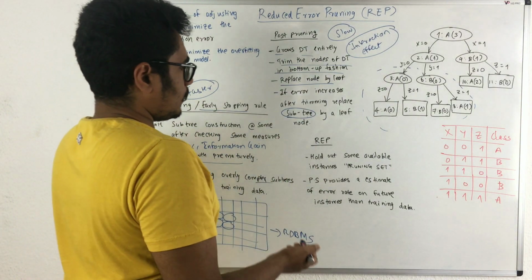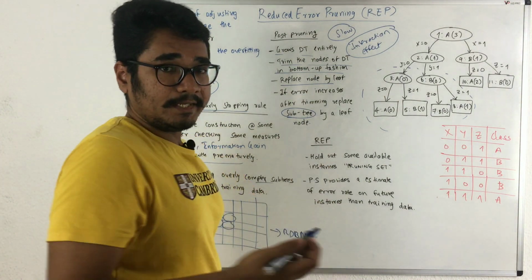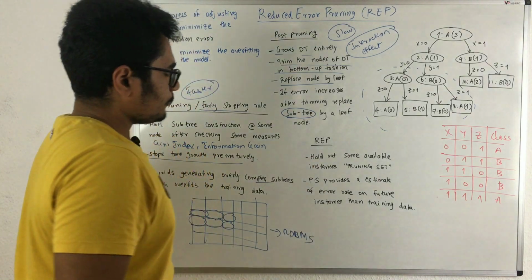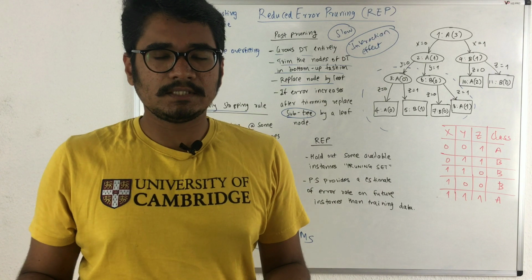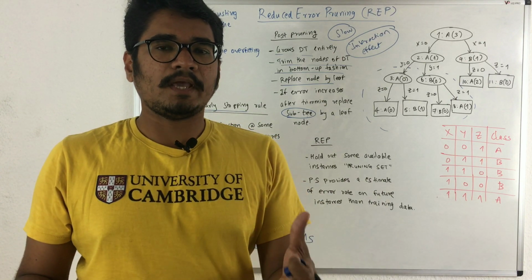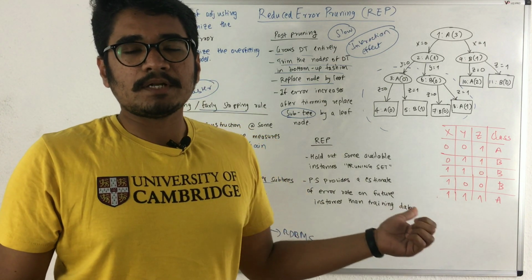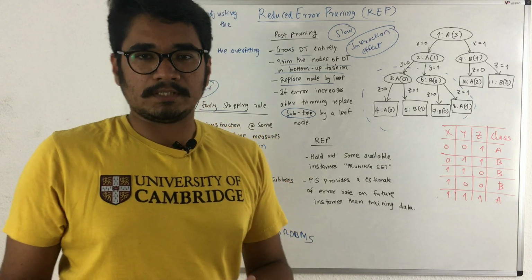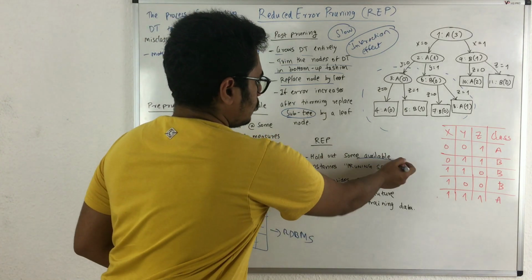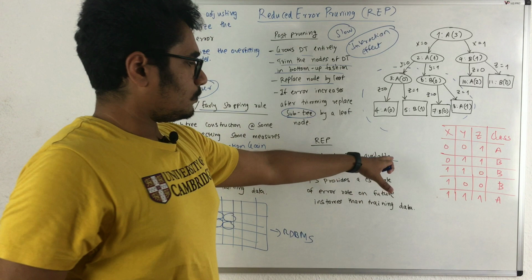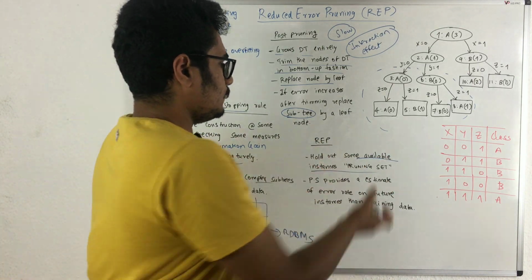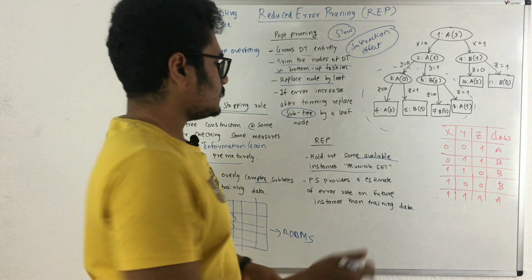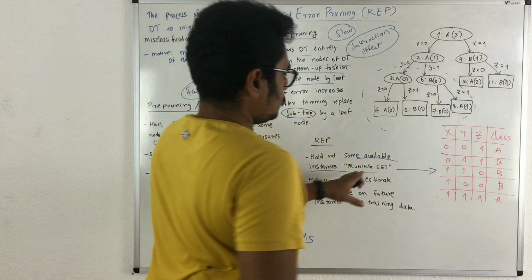Next we talk about our main topic of today, reduced error pruning, called REP. Basically we have the data set, which we divide into a training set and a test set, and in reduced error pruning we generate a pruning set. That is held out from the available instances. From the training instances which you have, we keep aside some and put them into a pruning set.